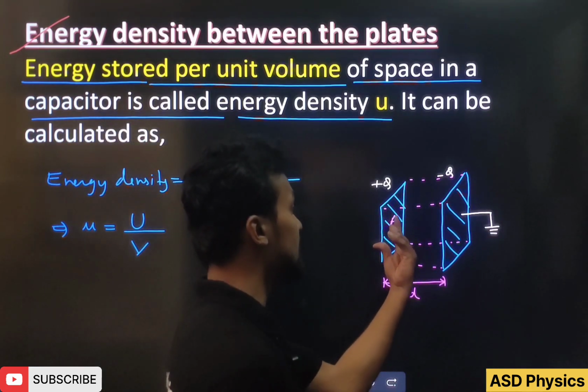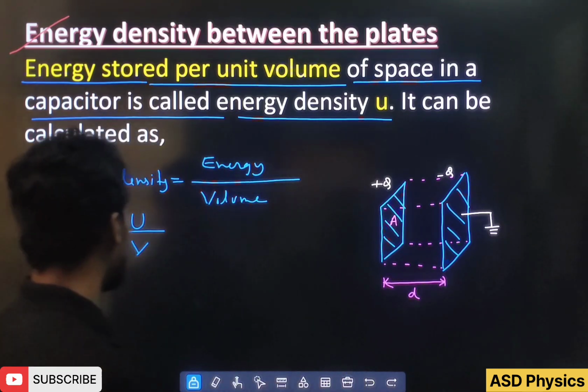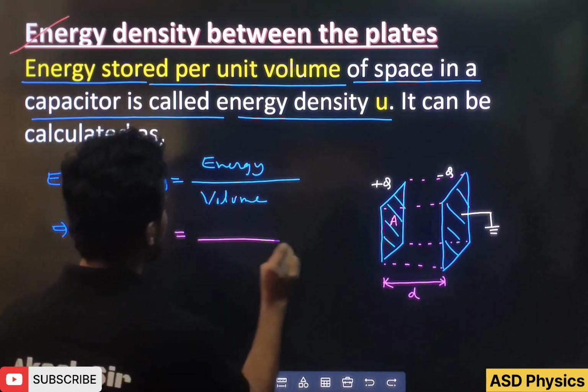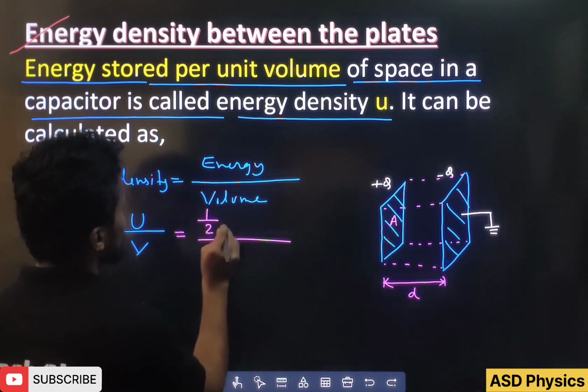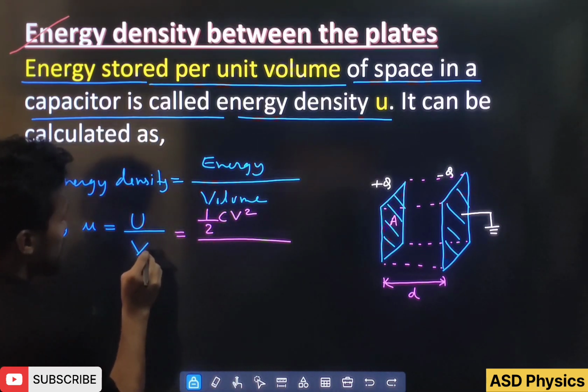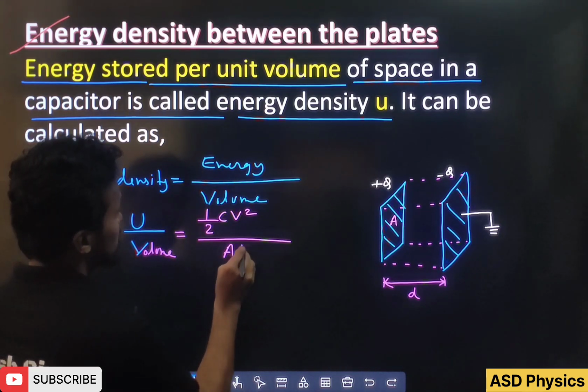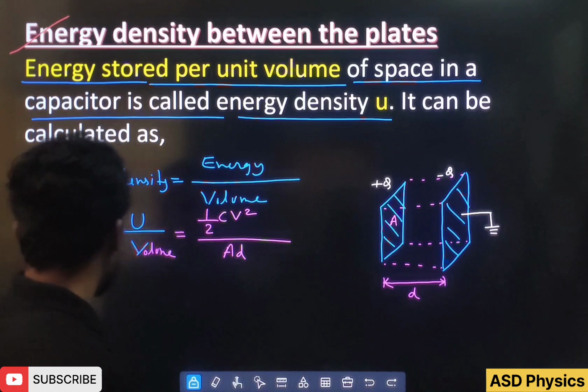Volume will be A into D, the area of cross section into the distance d. I hope you have understood very well. If I have to write this energy, U equals half CV square, and here the volume. Don't mix up here. Again I'm writing the volume, and this volume is AD.